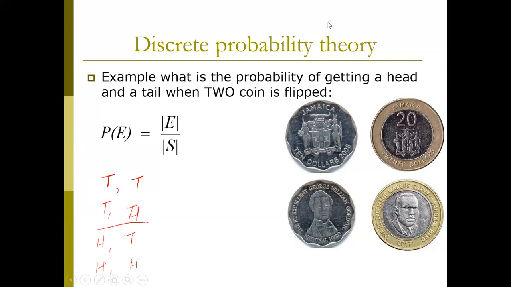Having established that the sample space is 4, because we have 4 different arrangements that we could have, now, what is the probability of getting a head and a tail when the 2 coins are flipped?